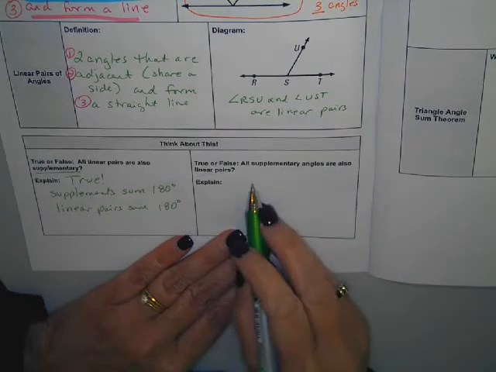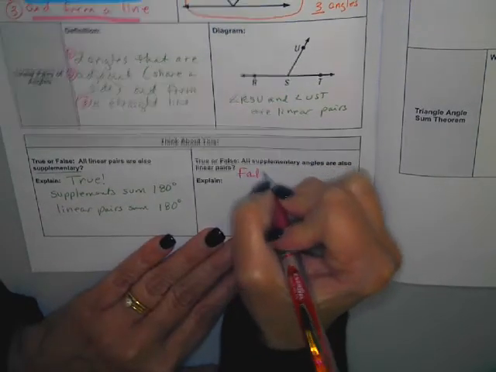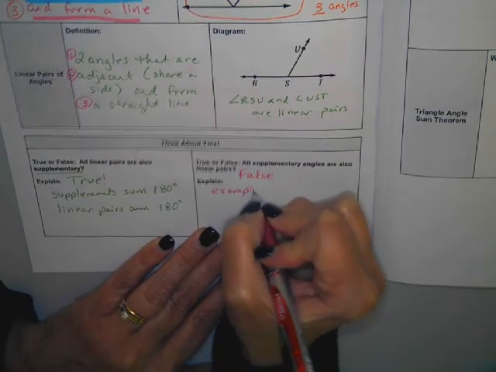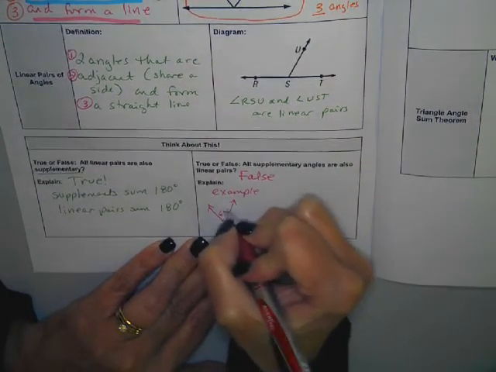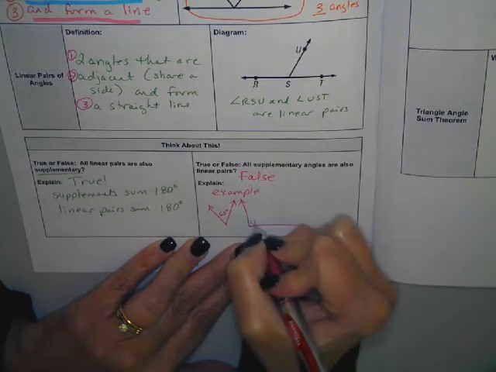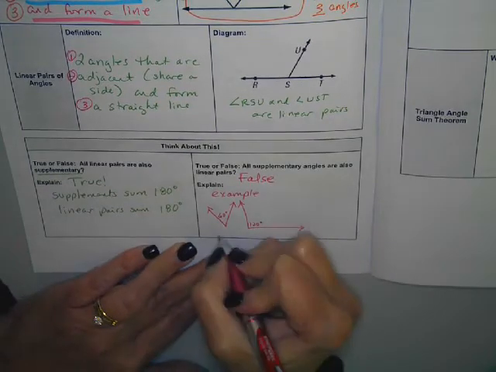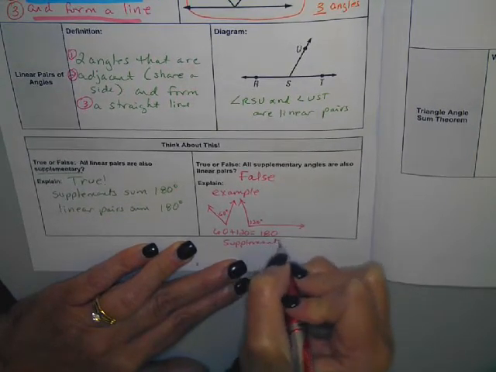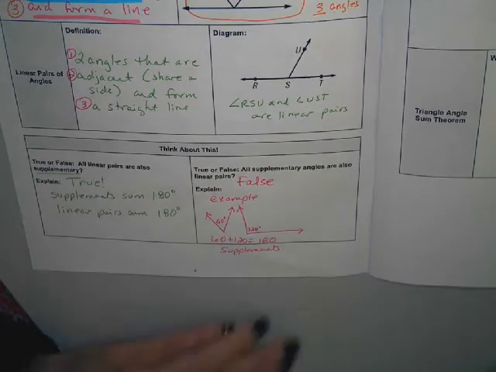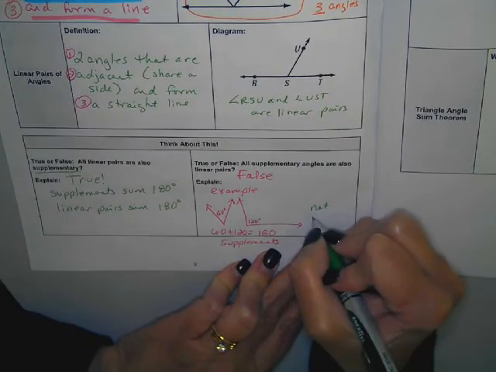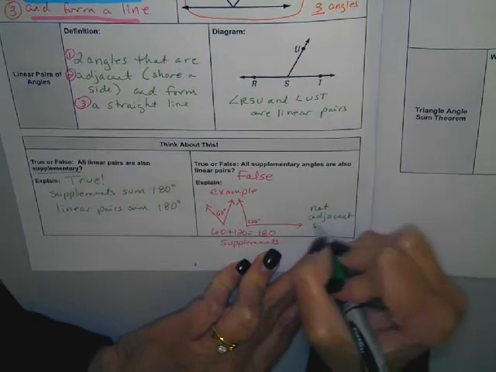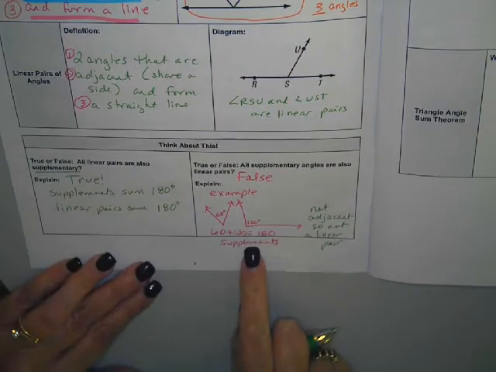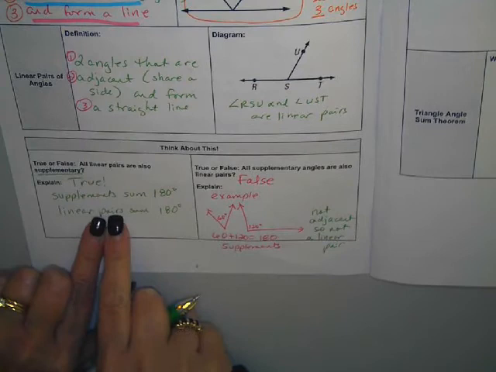All supplementary angles are linear pairs. This statement is false because I can give you an example. If this angle is 60 degrees and the measure of this angle is 120 degrees, 60 plus 120 equals 180, so these are supplements, but they are not adjacent, so not a linear pair. So as you can see, it's possible to be a supplement but not be a linear pair. But if you are a linear pair, then you have to be a supplement.